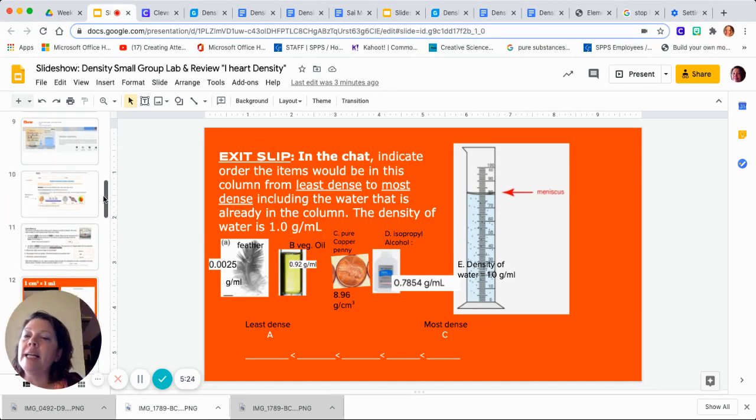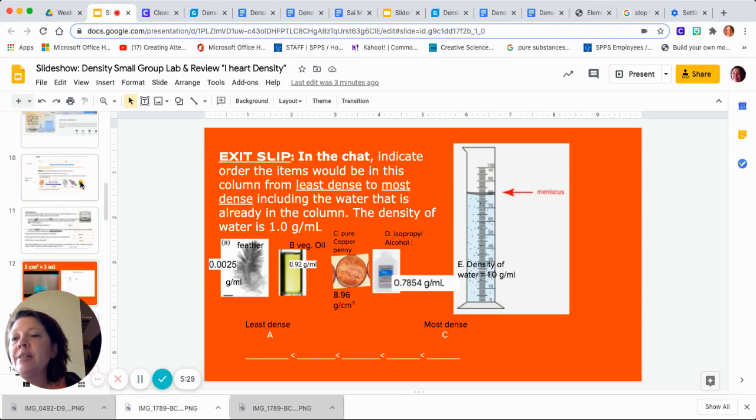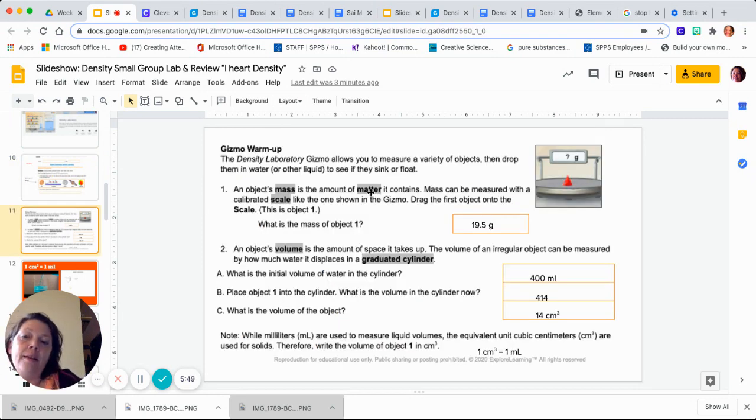All right, so let's go back to the table. First of all, you are going to go ahead and pause this recording and make a guess here. Which ones do you think would float in water? And then write down, why do some objects float while others sink? Then, after you've paused, the density laboratory gizmo allows you to measure a variety of objects. Then you drop them in the water to see if they sink or float.